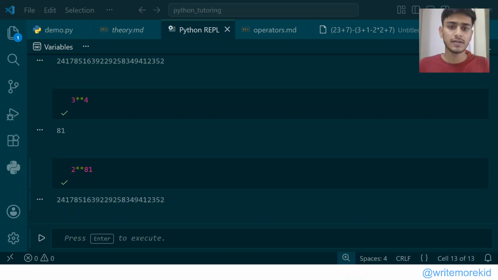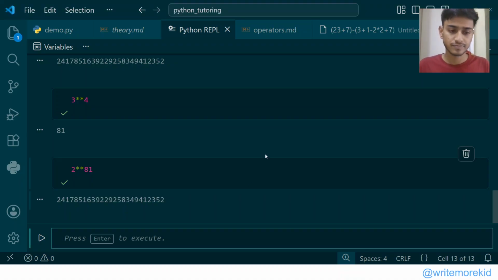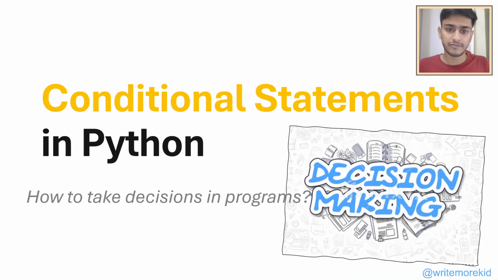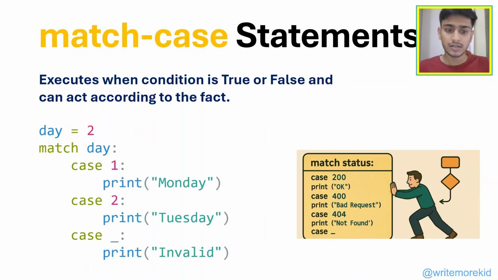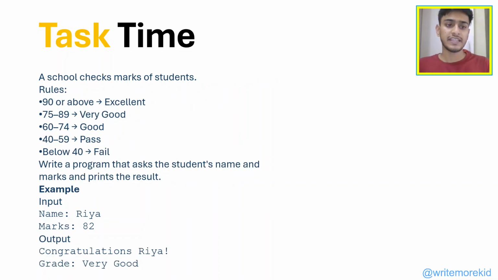So moving forward, we will now answer the very first question with which we started today's lecture: how will we take decisions in Python? For that, we use conditional statements, that is the if, elif, else block, and then we have match case. So we will go through these and we will try to solve these two questions.